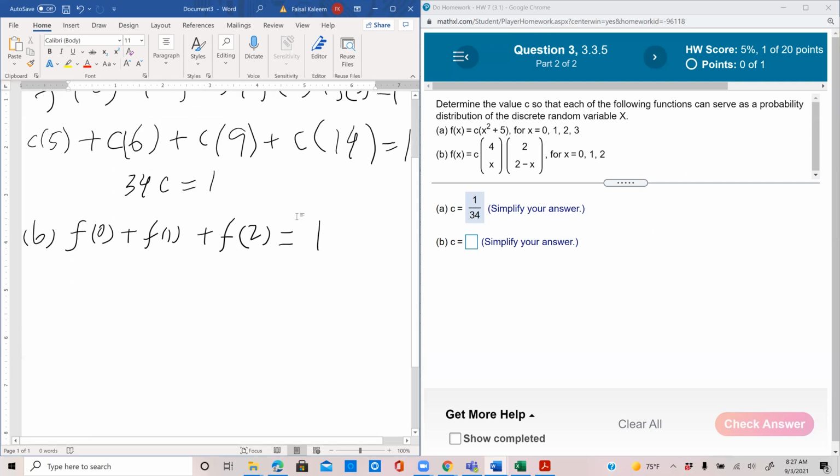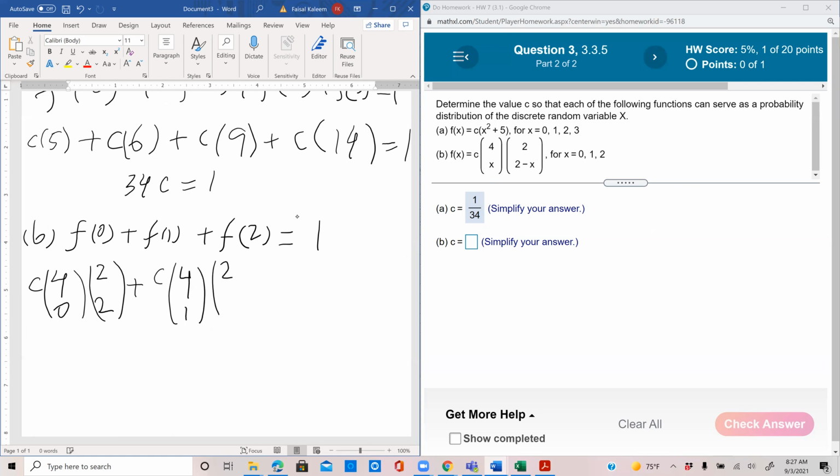So f of 0 is C times 4 combination 0, 2 combination 2 minus 0, plus f of 1 would be C times 4 combination 1, 2 combination 2 minus 1, which is 1. And then f of 2 will be C times 4 combination 2 and 2 combination 2 minus 2. 2 minus 2 is 0. And all that needs to add up to 1.